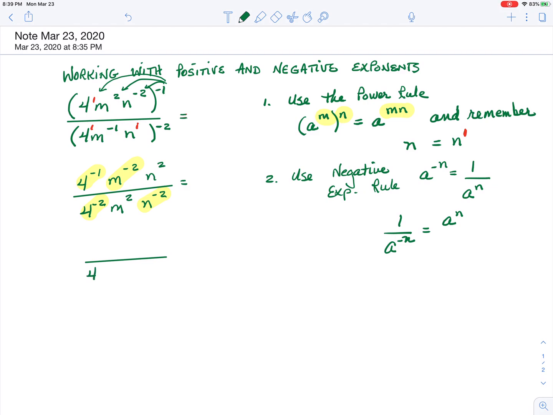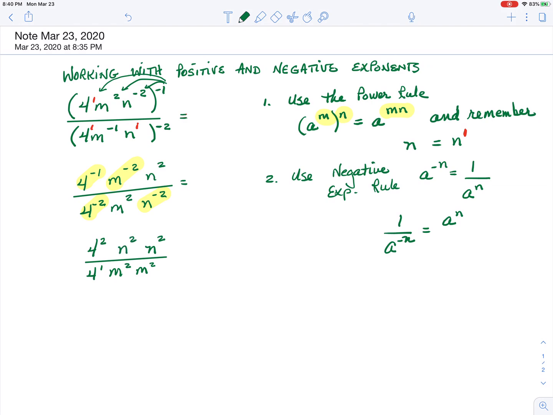So this 4 to the positive 1, m to the positive 2. I'll leave the n squared up there. This 4 is coming up to the positive 2. I'm going to leave that other m squared down there, and this n is coming up.